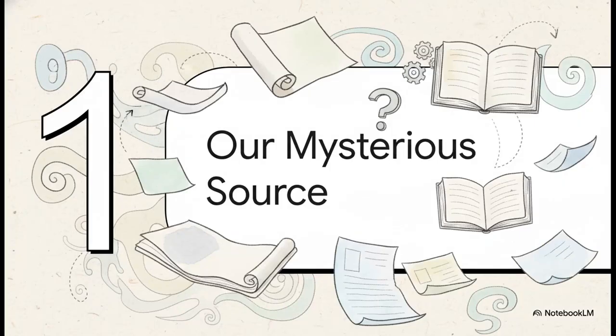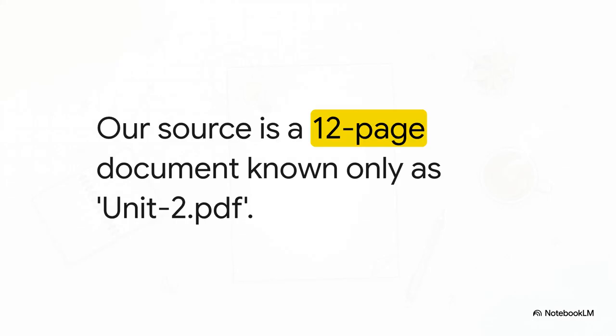Okay, first up, our mysterious source. You always have to start with the basics, right? So let's just lay out what we actually know for sure about this file. And really, it's not much. What we have is a 12-page document. Its name, Unit-2 PDF. And that's it. That is literally the only clue we have to go on right now.